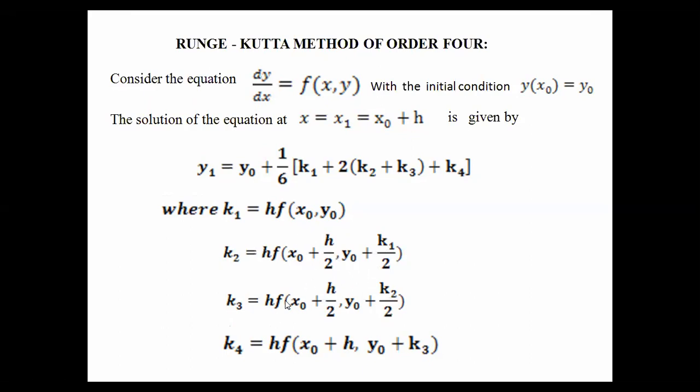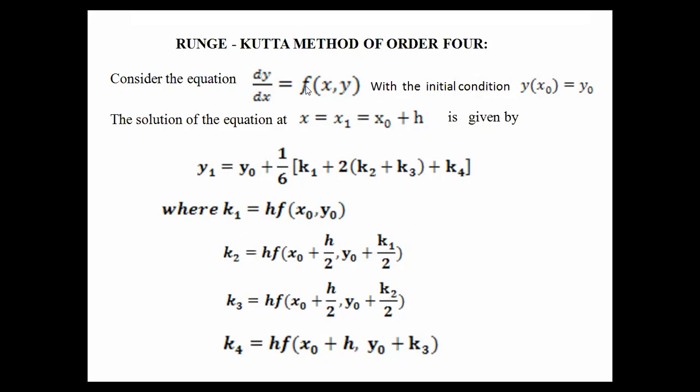Right? Next, what is k3? That is also the slope very near to that point. That's h into f at x naught plus h by 2. This coordinate is the same, but the y coordinate is y naught plus k2 by 2. Next, k4 means again a slope at a point very near to that. That's h into f of x naught plus h, comma y naught plus k3. If you get all these constants, then substitute in the formula. That gives the solution for the differential equation at x is equal to x1. x1 is nothing but x naught plus h.